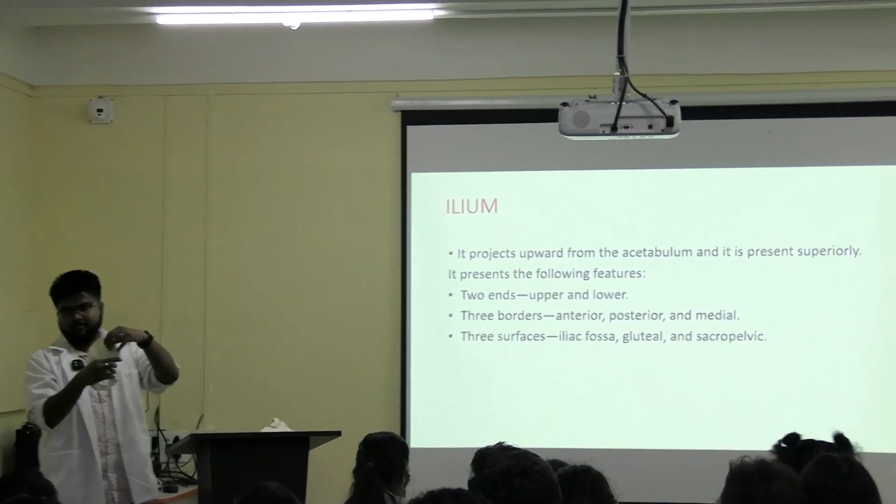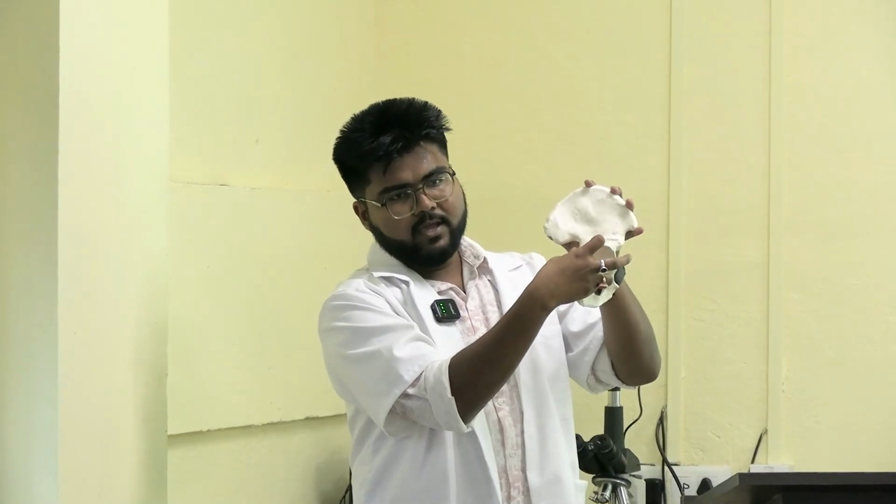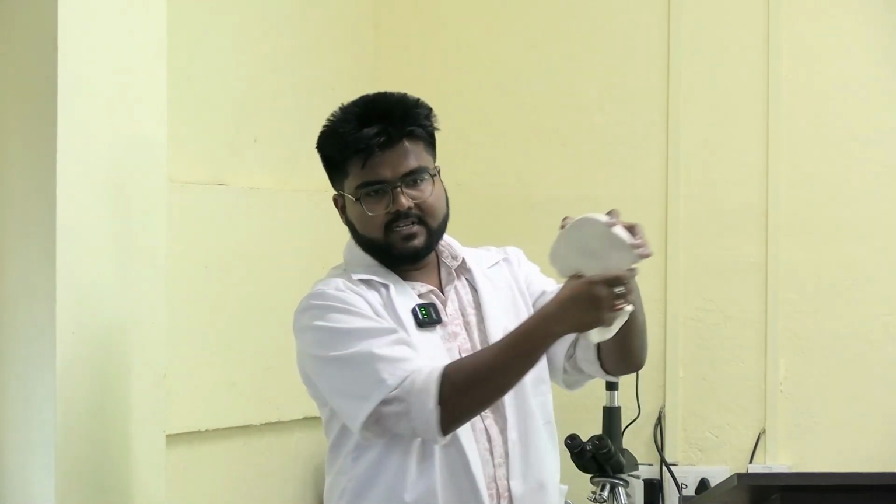This is the ilium. This ilium has 2 ends: one is the upper end, another is the lower end. This is called the upper end. This upper end is also divided into two parts: one is the ventral segment, another is the dorsal segment. This ventral segment is also divided into three parts. One is this side, the outer side. See here.